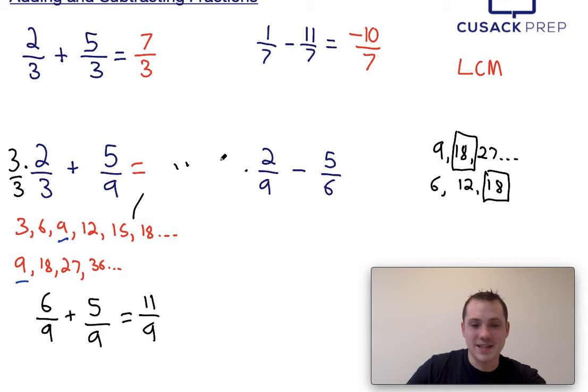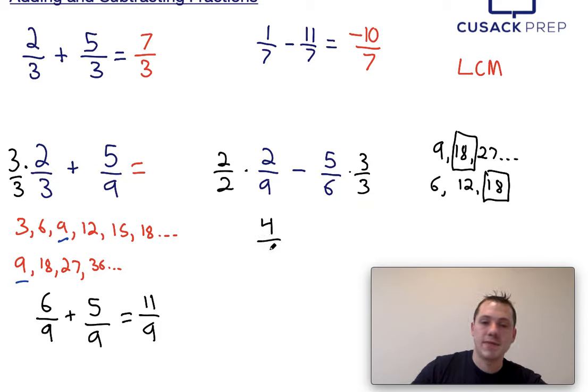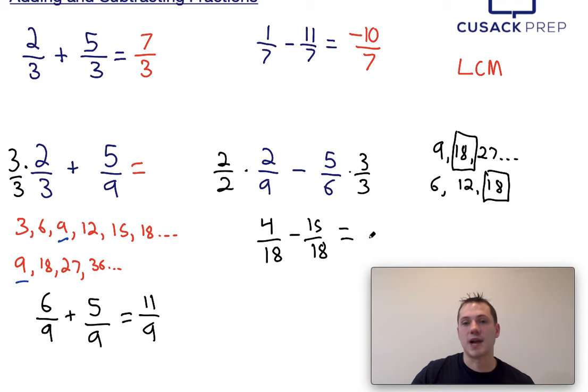I'd have to multiply this left fraction by 2 over 2, and I would have to multiply this right fraction by 3 over 3. So this would give me 4 over 18 minus 15 over 18, which we then proceed just to subtract straight across the top. And we end up with negative 11 over 18.